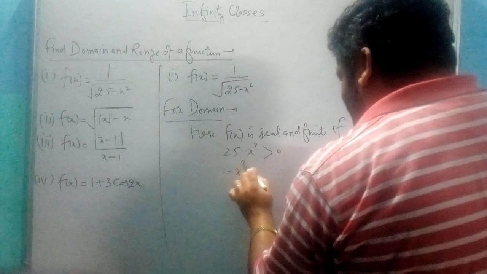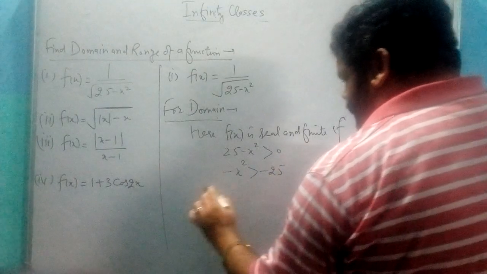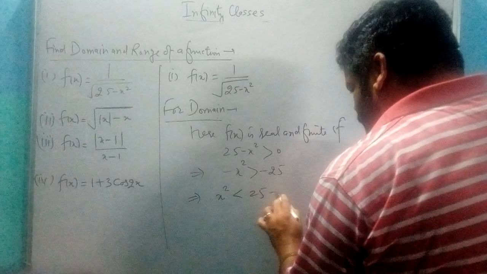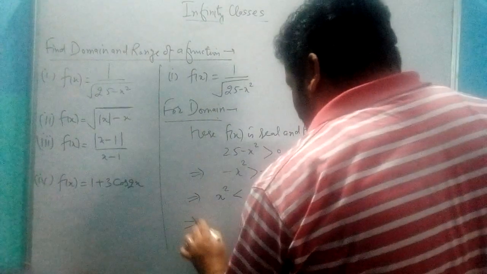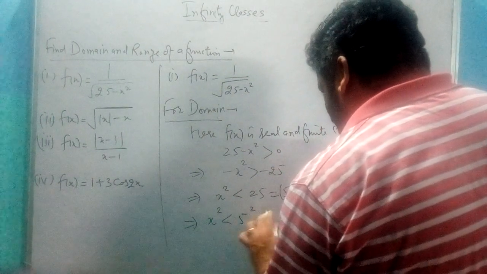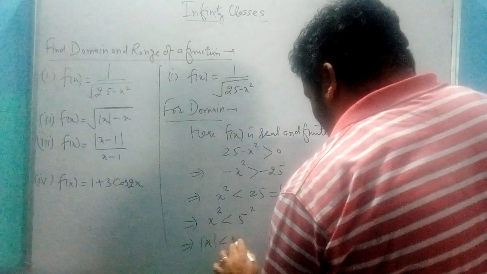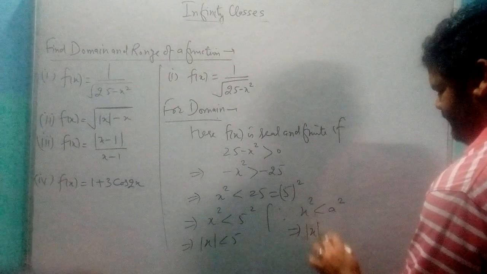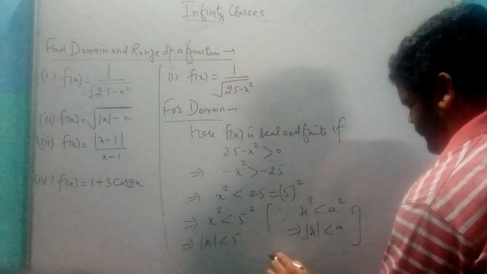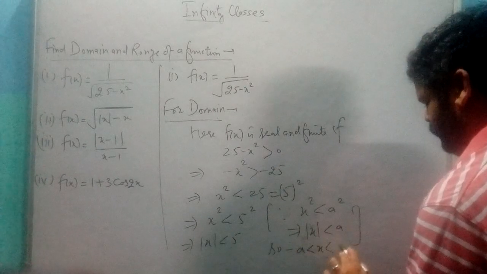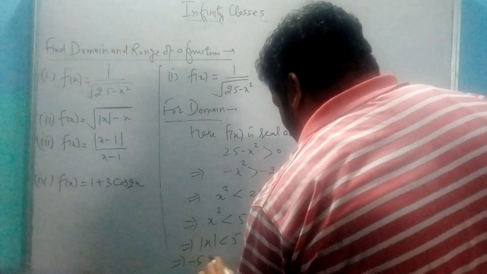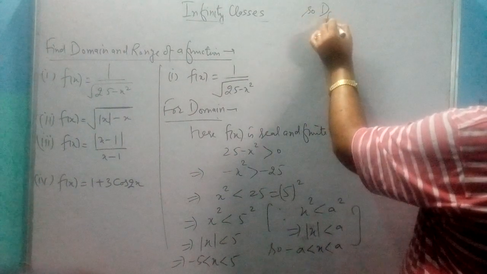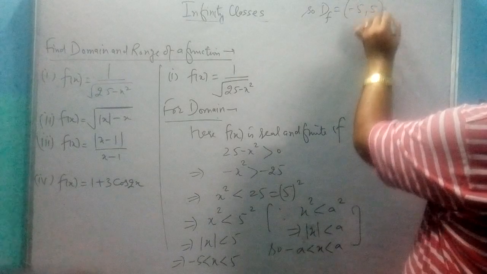That means minus x square is greater than minus 25. If we cancel out the minus, the inequality changes, so x square is less than 5 square, which means mod of x is less than 5, because x square less than a square means mod of x is less than a. If mod of x is less than a, that means x lies between minus a to plus a. That means x lies between minus 5 to plus 5. So the domain of this function is the open interval minus 5 to plus 5.